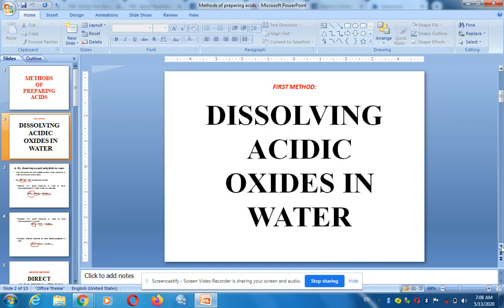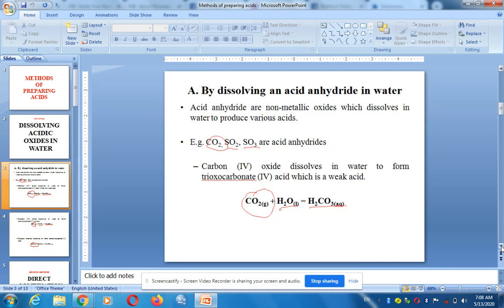Now, what are we saying? Well, you just take your non-metallic oxide. You can see carbon is non-metal, sulfur is non-metal. So when you take this non-metallic oxide, CO2, this is carbon IV oxide, and you dissolve it in water directly, it will give you the acid of that oxide. So look at it. Taking CO2, acid anhydride, inside water, you take your CO2 gas in water, it gives you your carbonic acid.